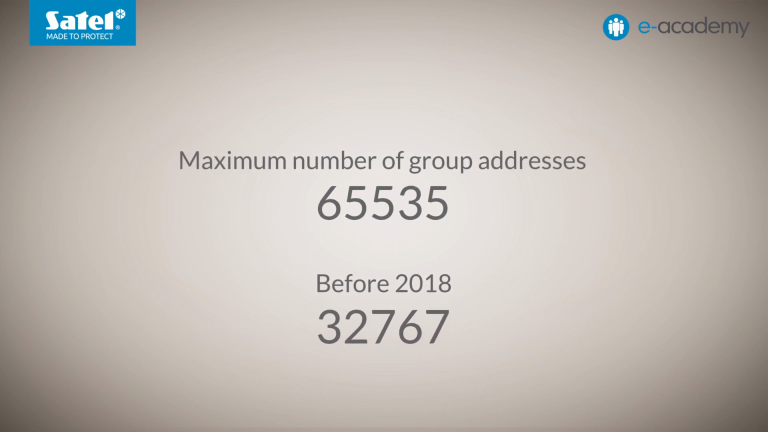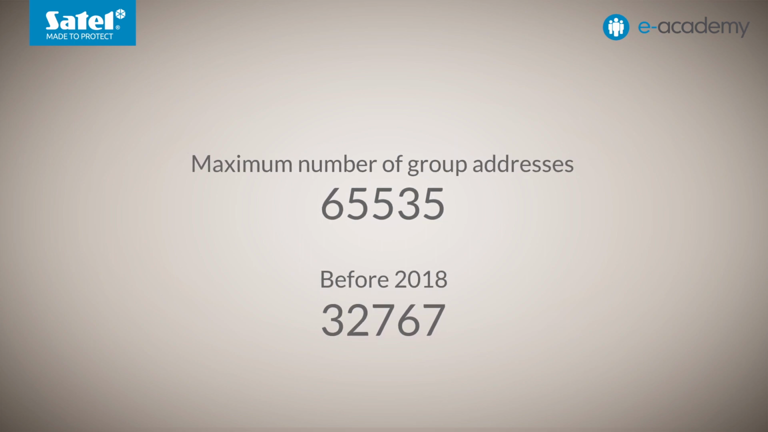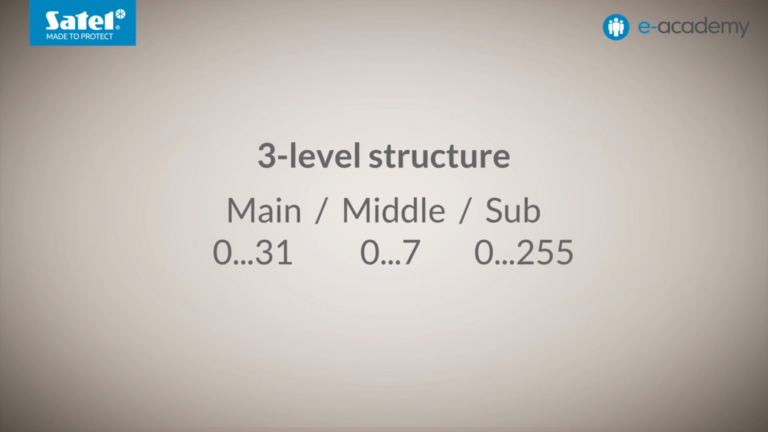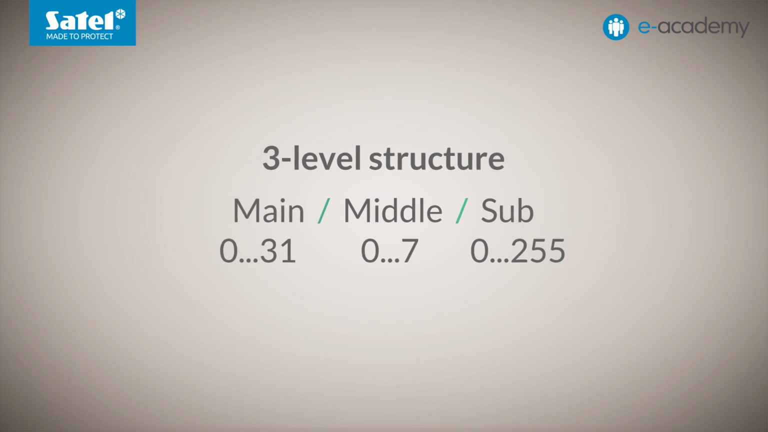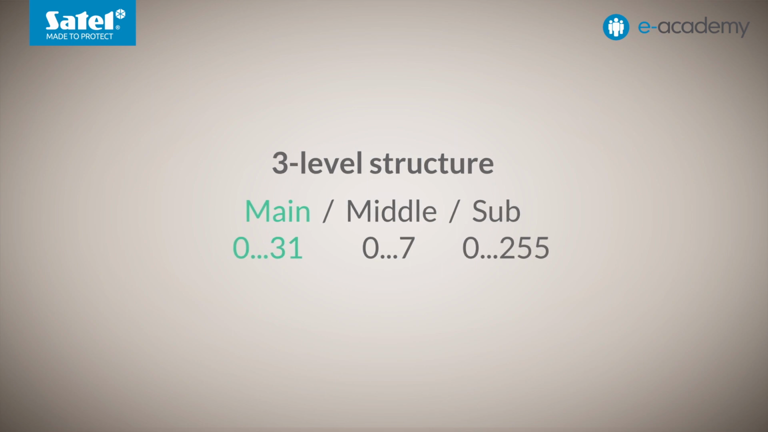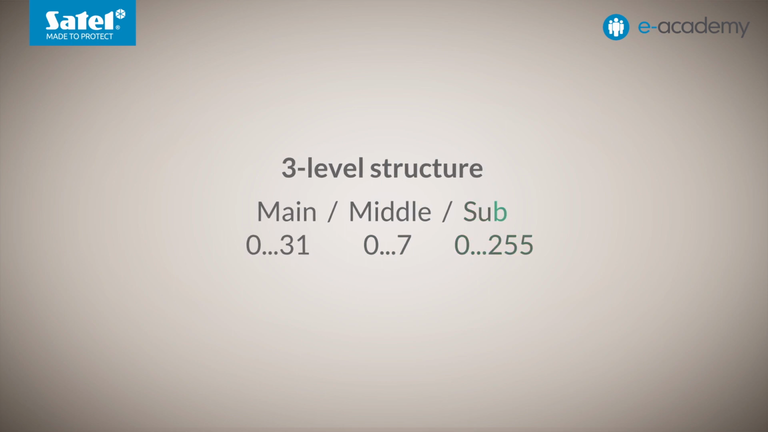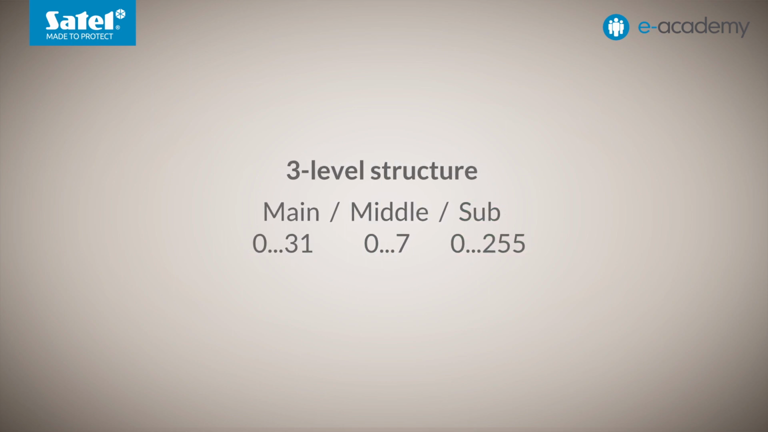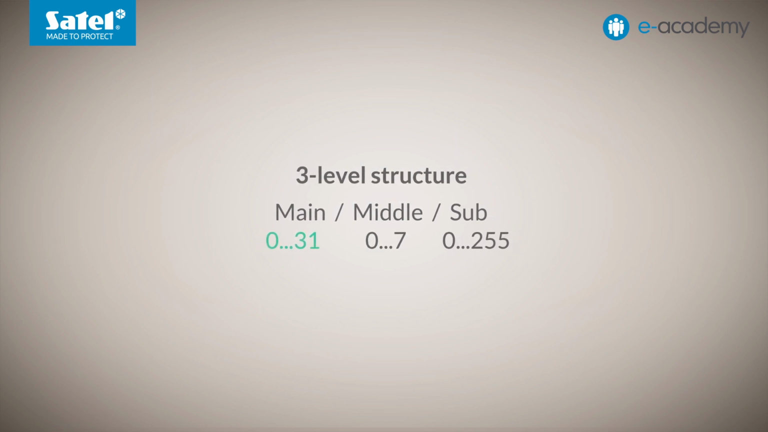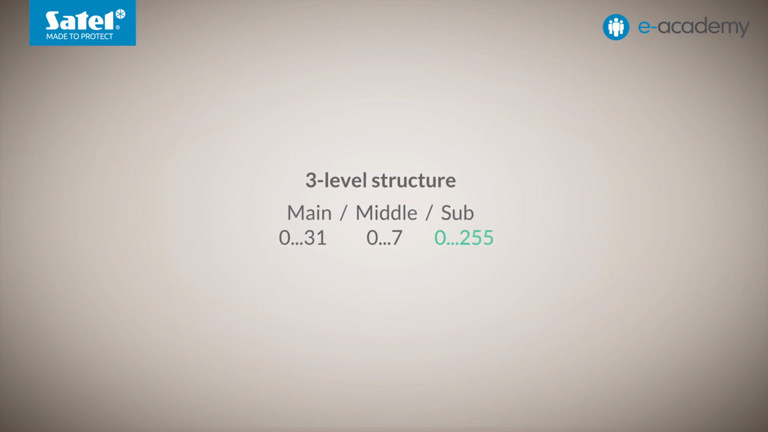Okay, let's now move on to the addressing method. Well, group addresses in the KNX system can be described within one of three structures. The most common, 3-level, like the individual address, is in the form of 3 numbers. In the group address, instead of dots, they are divided by slashes. The first level of the address refers to the main group, the second to the middle group, and the third to the subgroup. Note that in each group, the range of numbers is different. In the main group, we can enter numbers between 0 and 31. In the middle group, between 0 and 7, and in the subgroup, between 0 and 255.